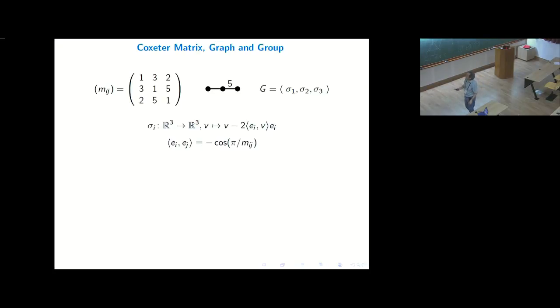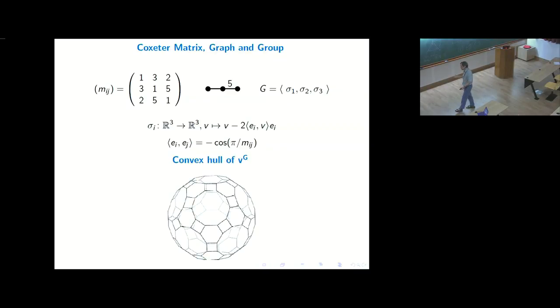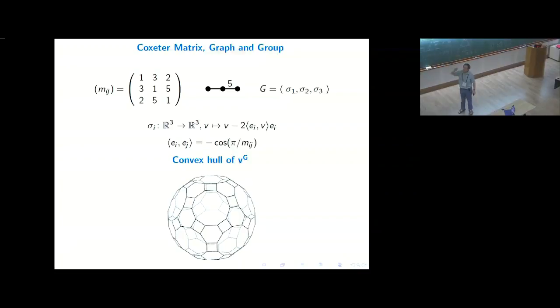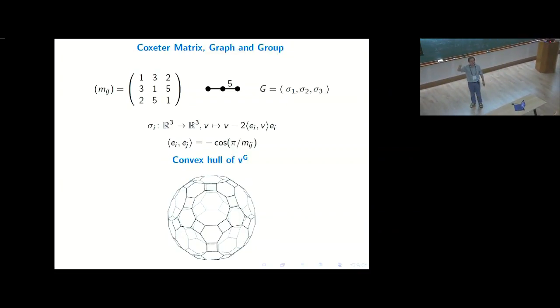So for such a group, in this case the reflections are orthogonal, and what we can do, as we've done before, is take a point in our space, R3. We can take the orbit of that point under the action of the group. The group is finite, so I get only finitely many points. I take the convex hull, and I get a nice CW complex, which is contractible, on which the group acts.